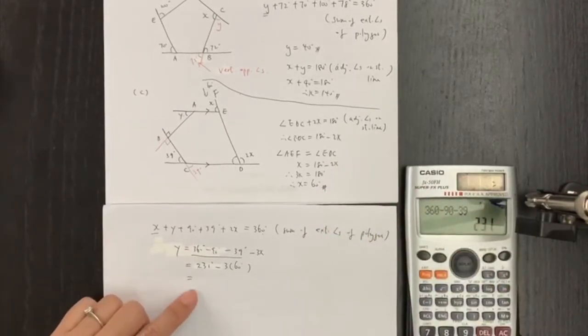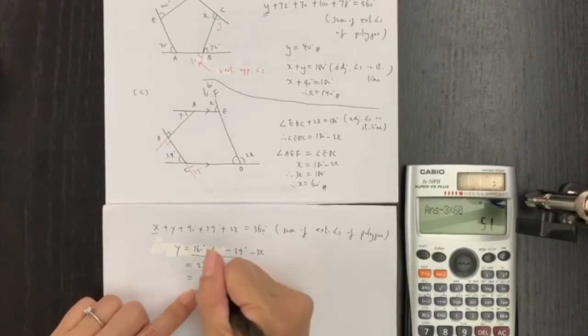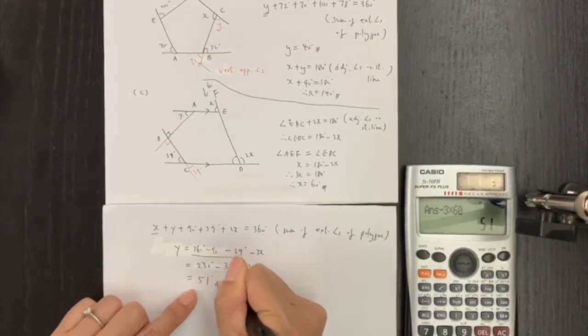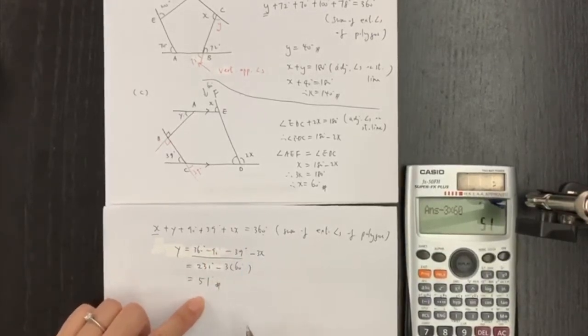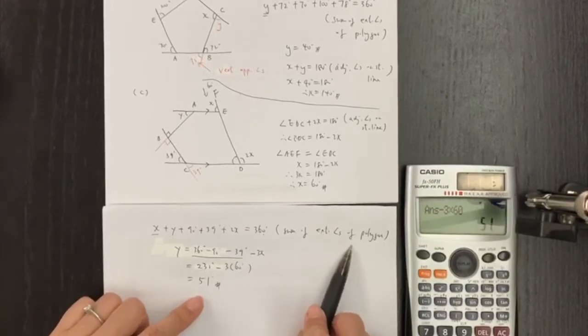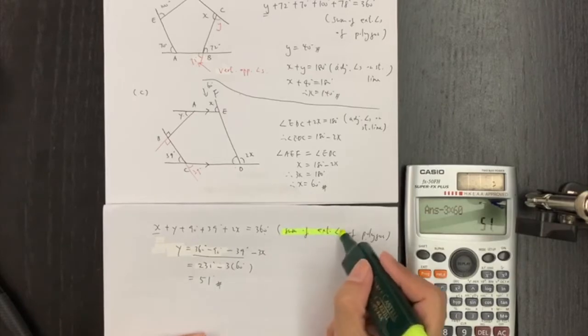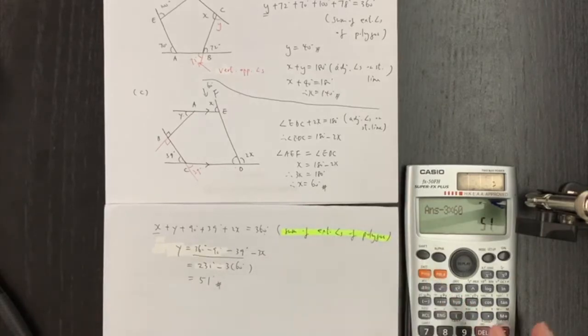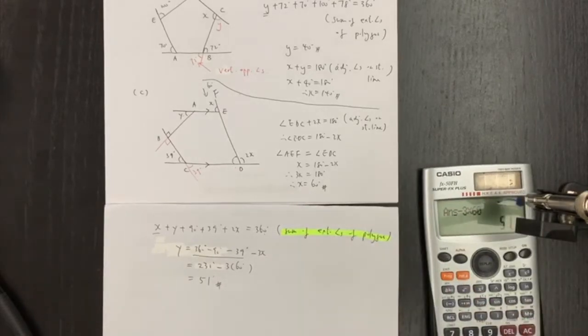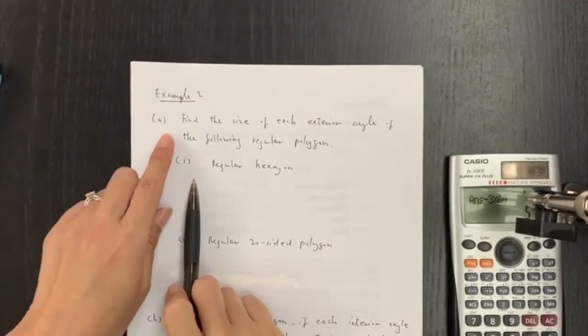Okay, so the final answer, minus 3 times 60 for y is 51. Okay, so this is how we use the sum of exterior angles of a polygon. Again, let me highlight this, today's reference, to find the unknown. All right. Okay, so now we have example 2.